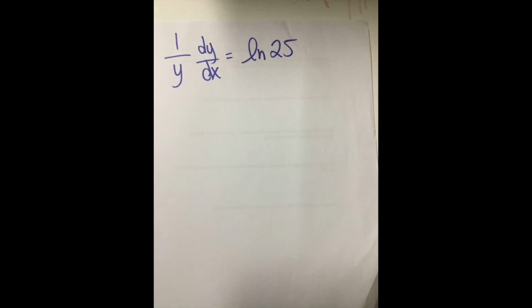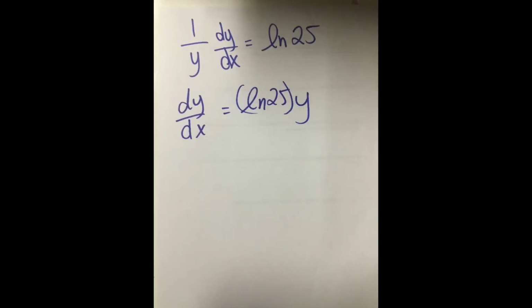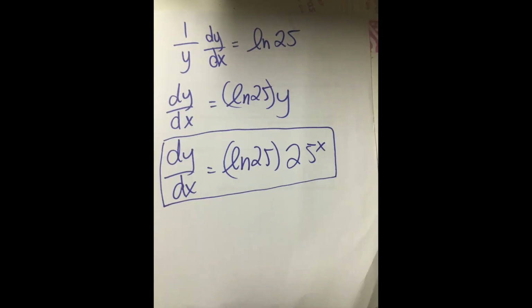So you want dy/dx by itself, and you're going to need to multiply both sides by y, and then you substitute y with what you had in the original problem. And that's your answer.